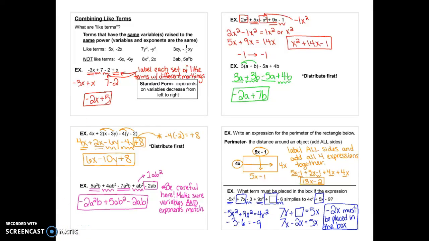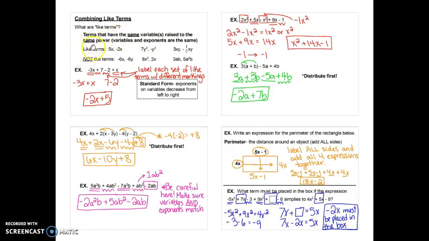Okay, these notes are for combining like terms. Now, the first thing we have to talk about is what exactly are like terms. Okay, so the actual definition is terms that have the same variable or variables raised to the same exact power. Okay, so the variables and the exponents are the same.